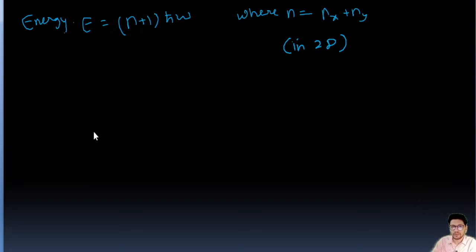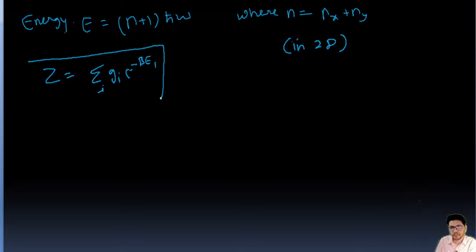So now we'll find the partition function. We know that the partition function is z equal to sigma over i of gi e to the power minus beta Ei. This is the partition function, guys.